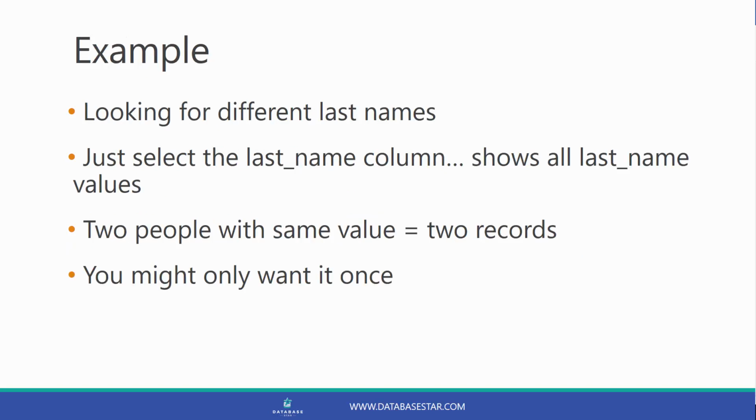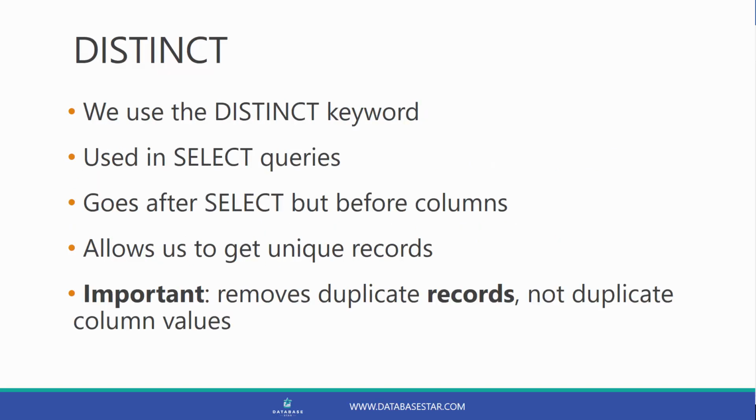This happens because the database doesn't know that you only want unique values. For example, let's say you're looking for all the different last names in a table. If you just select the last name column, you'll get all the last name values. But if there are two people with the same last name, you'll get two rows with this last name. They relate to two different records, so Oracle shows them both, but you might only want to see it once. So how do we do that?